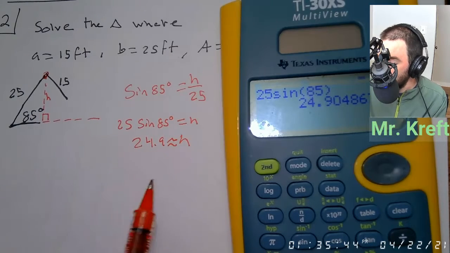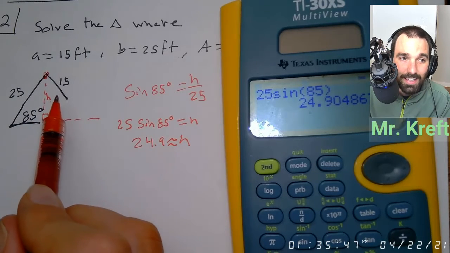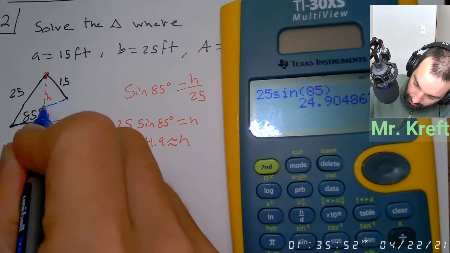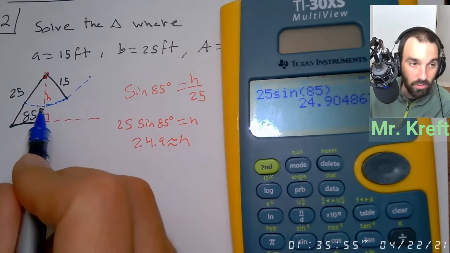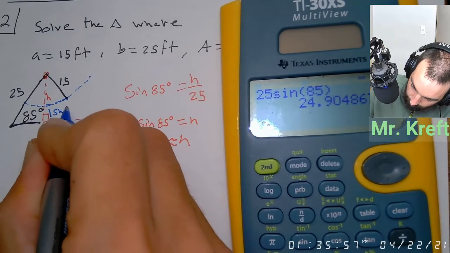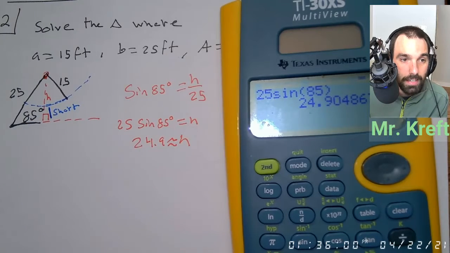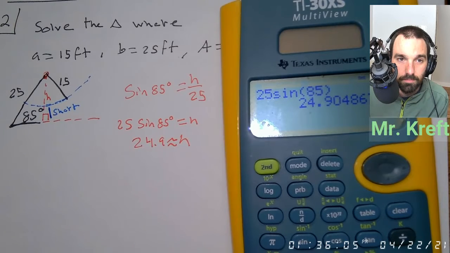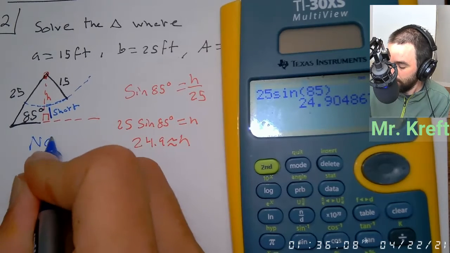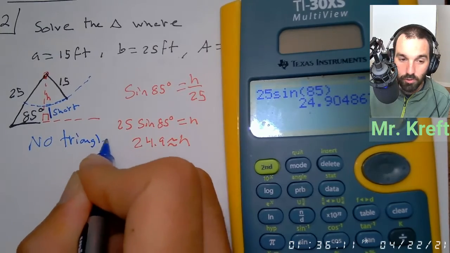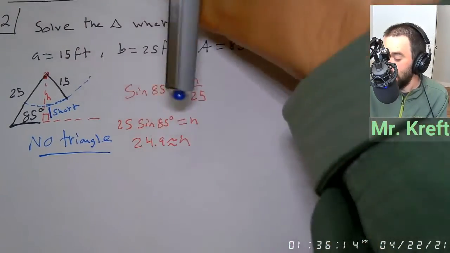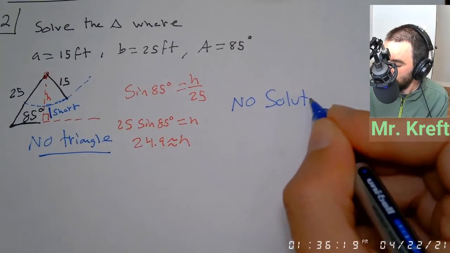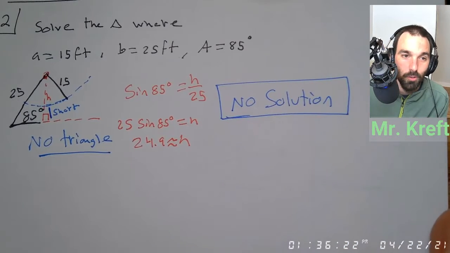Right, and I'm just approximating it because as you can see here, our side A is not longer, right? So if this is 24.8, right, then it's going to go like this, right? Do you see how it's short? It's short. H is longer, right? So if it's short, how many triangles do we have here? We have no triangle. So then when it says solve the triangle, our answer is no solution.